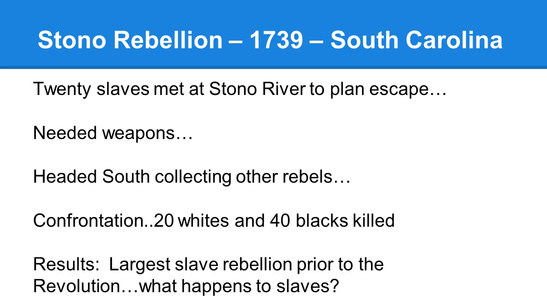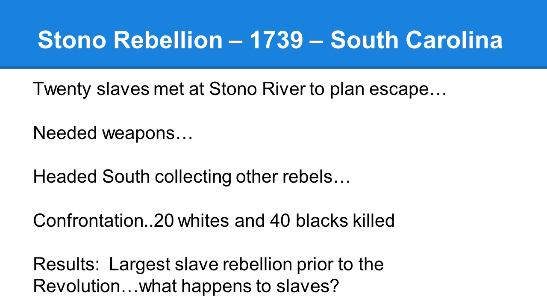And finally, after several days, they are surrounded by a group of whites that has been tracking them, and a confrontation takes place. We're not really sure about the numbers of how many slaves there were by then or how many whites there were by then, but we do know the death count. And in that confrontation, you've got 20 whites killed and 40 blacks. And those that were the slaves that were left, of course, were captured, beaten, and sent home.